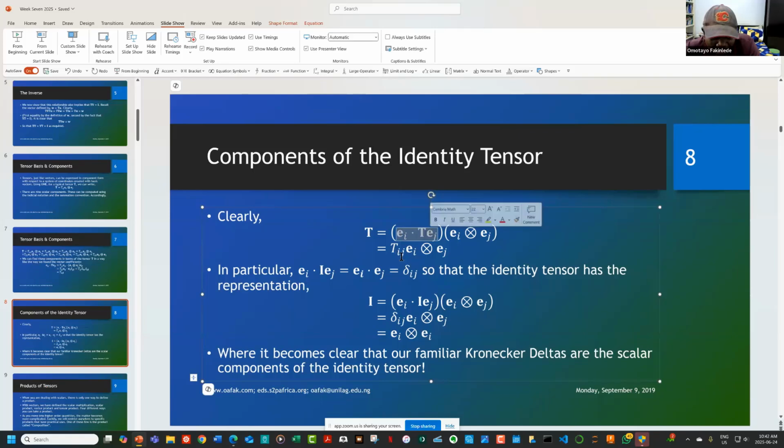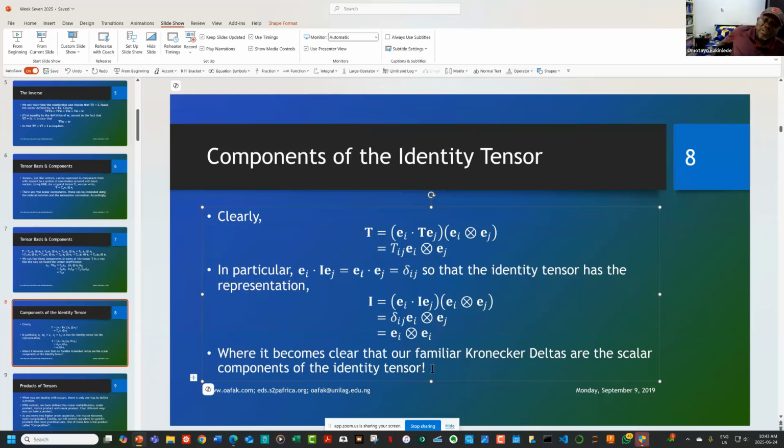So in particular, Ei dot IEj is equal to Ei dot Ej is equal to delta Ij, so that the identity tensor has the representation that I is equal to delta Ij Ei circle times Ej, where it becomes clear that our familiar Kronecker deltas are simply the scalar components of the identity tensor.